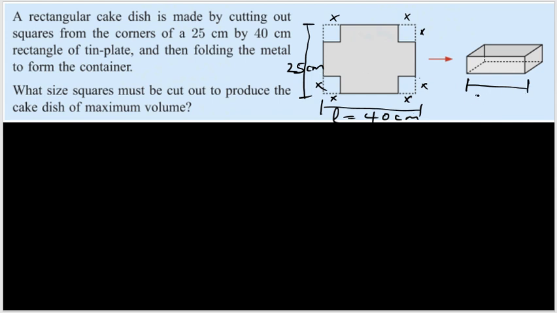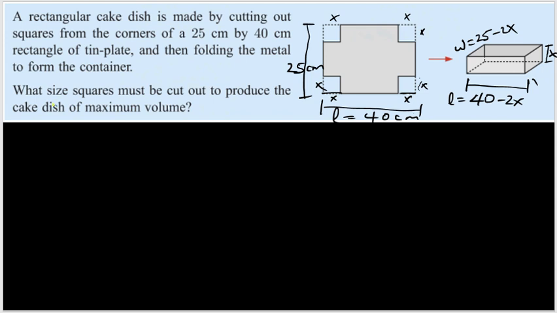This is going to be 40 minus 2x. This is the new length. Why do we say 2x? From this side x, from the other side also x will be cut out. So originally the length was 40, so 40 minus 2x is the new length of the box, and the width is going to be 25 minus 2x, again the same thing, x cut out from each side. So the width will be 25 minus 2x, and the height is just x.